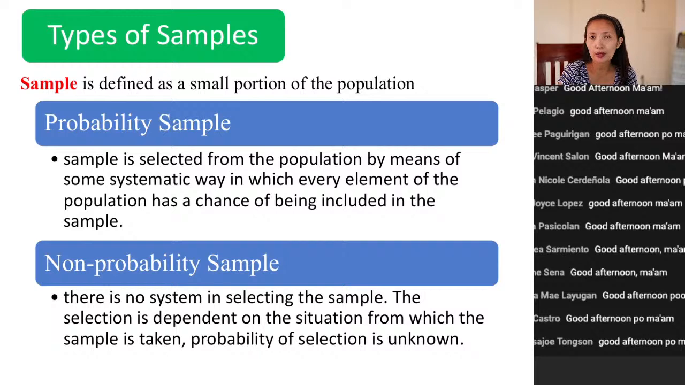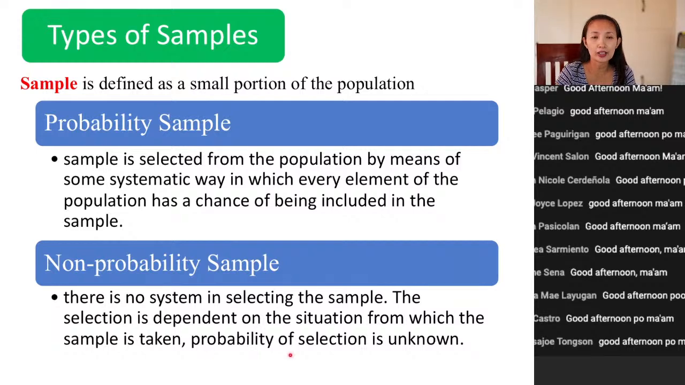Whereas for non-probability sample, there is no system in selecting the sample. Maybe out of convenience, I will just include in my respondents, for example, friends who have telephones so that I won't be going places anymore interviewing. That's convenience. That's non-probability sampling. The selection is dependent on the situation. I'll just take my neighbors because they live close by. That's non-probability sampling.